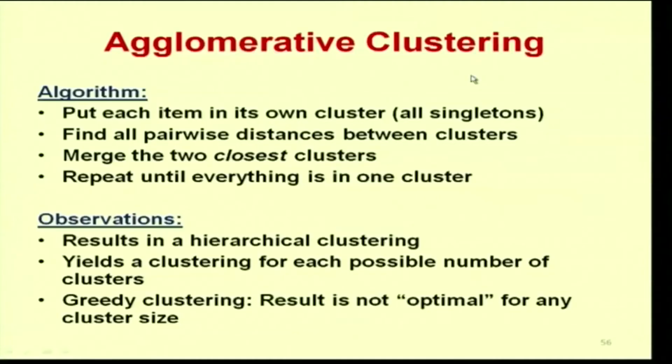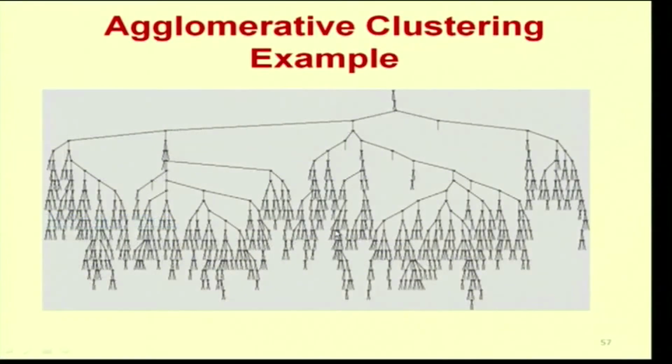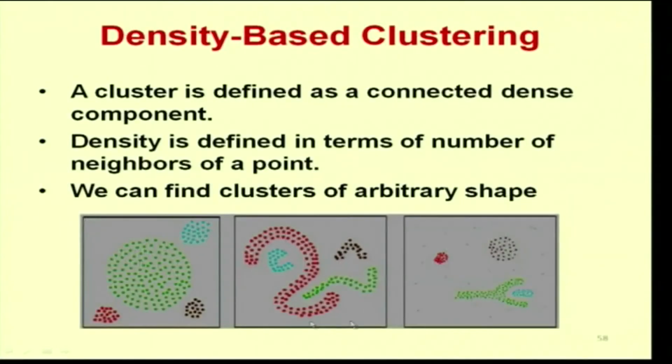Next we go to agglomerative clustering. Here what you do, put each item in its own cluster, that is initially suppose you have 1 lakh data items, each of them is considered to be in a cluster, that is 1 lakh, and you keep merging it till it works. This is how it looks like. And you can also have density based clustering, the more dense it is the more you cluster it.